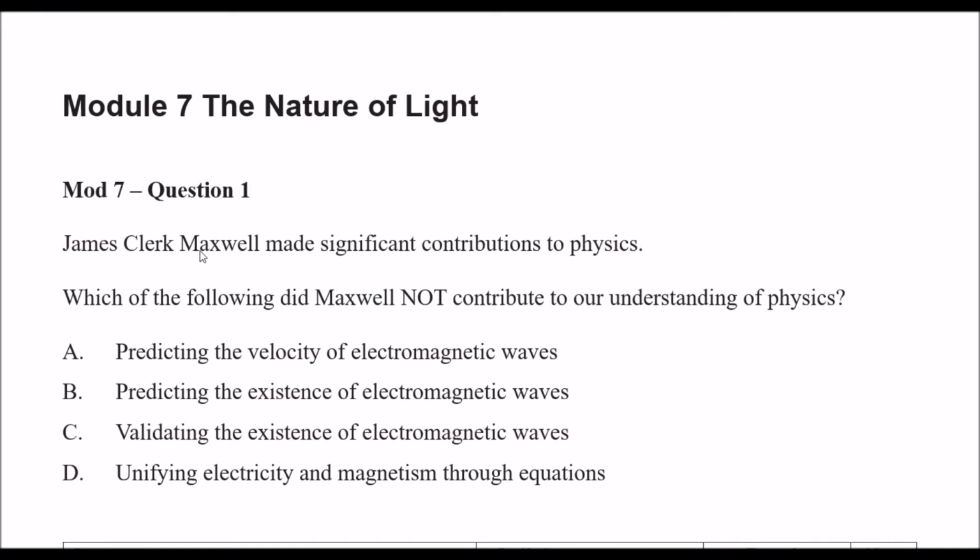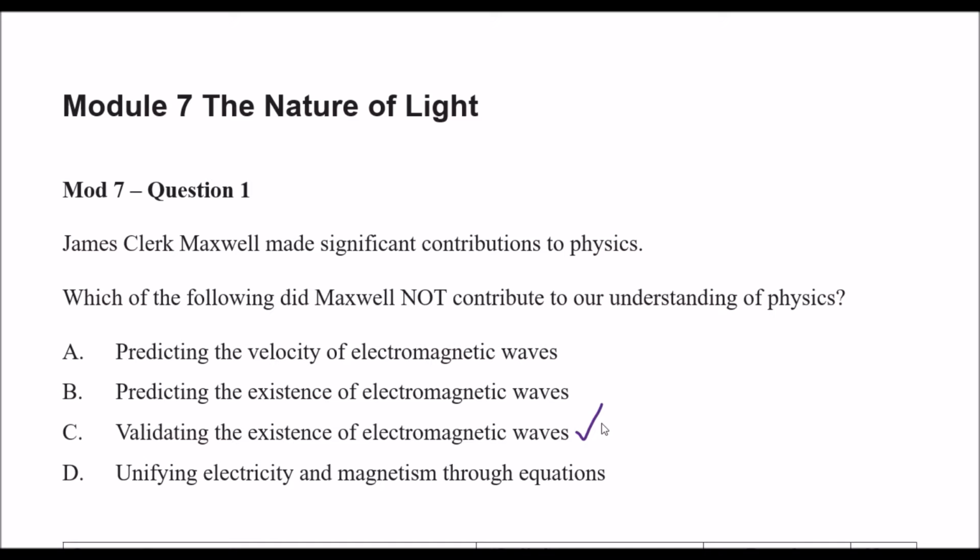So the very first question, it says James Clerk Maxwell made significant contributions to physics. Which of the following did Maxwell not contribute to our understanding of physics? Is it A, predicting the velocity of electromagnetic waves, B, predicting the existence of electromagnetic waves, C, validating the existence of electromagnetic waves, or D, unifying electricity and magnetism through equations? So the answer for this is actually C.